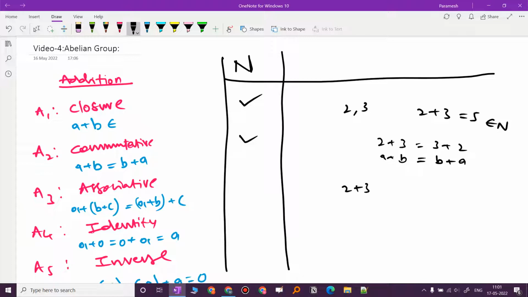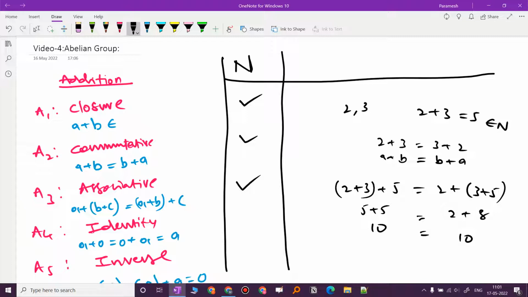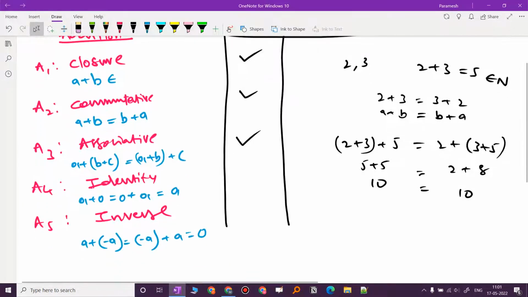Associative: (2 plus 3) plus 5 is equal to 2 plus (3 plus 5). Yes, adding 2 and 3 gives 5, plus 5 is 10. Here, adding 3 and 5 gives 8, plus 2 is 10. Both sides give the same result, so the natural number set satisfies the associative property under addition. But identity means a plus 0. You can take 2 plus 0, but 0 is not a natural number. So the natural number set does not hold the identity property under addition.